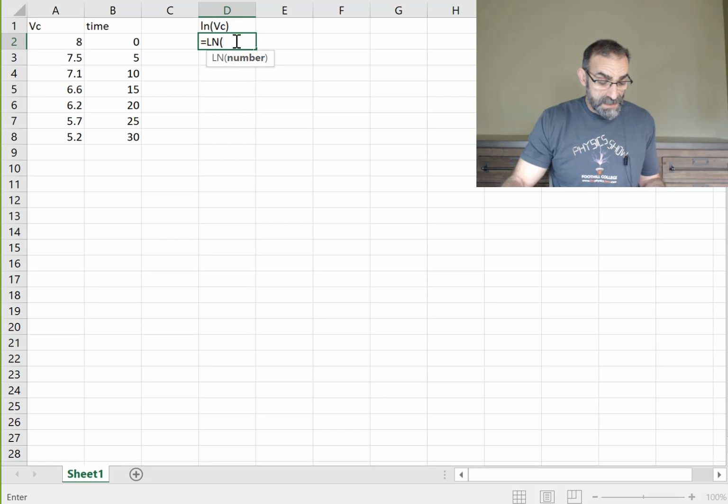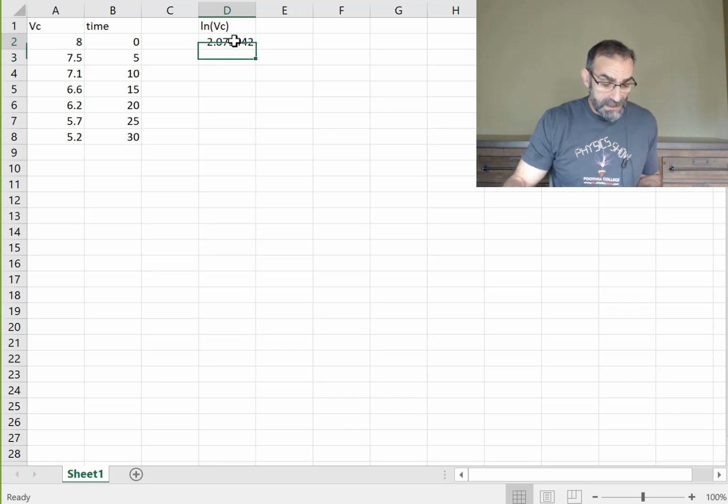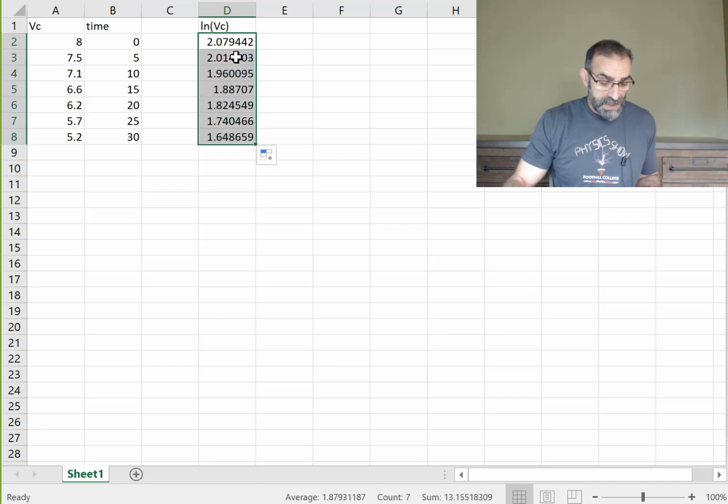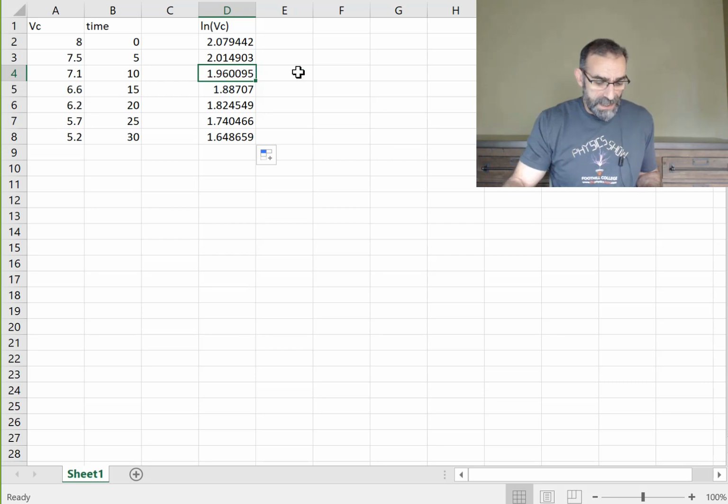And then it says what number. So I will click on my cell that I want it to look at, and I'll close the parentheses and hit enter. Now I can grab that cell and drag it down. And when I drag it down, it should change. So this cell is looking to the left at A2. The one below it should look to A3. Excel anticipates what you're trying to do, and so it figures out that you're doing that.